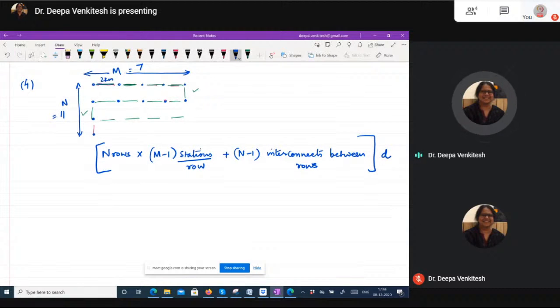Let me take an example and complete this grid. I would connect this way. For the purpose of demonstration, I've taken M equal to 5 and N equal to 4, but this is for any M and any N. This is how you would actually make a bus connection.